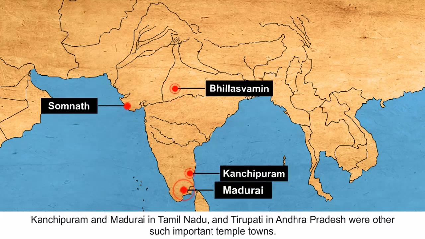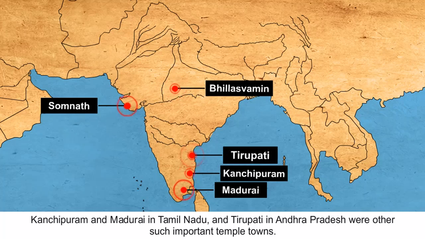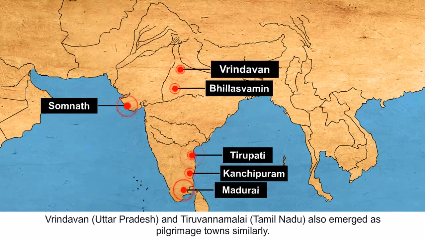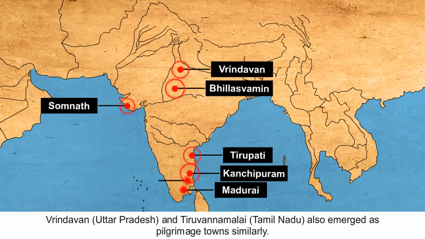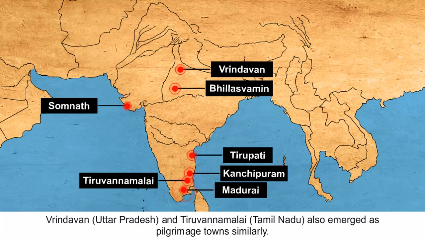Kanchipuram and Madurai in Tamil Nadu and Tirupati in Andhra Pradesh were other such important temple towns. Vrindavan, Uttar Pradesh, and Thiruvannamalai, Tamil Nadu also emerged as pilgrimage towns similarly.